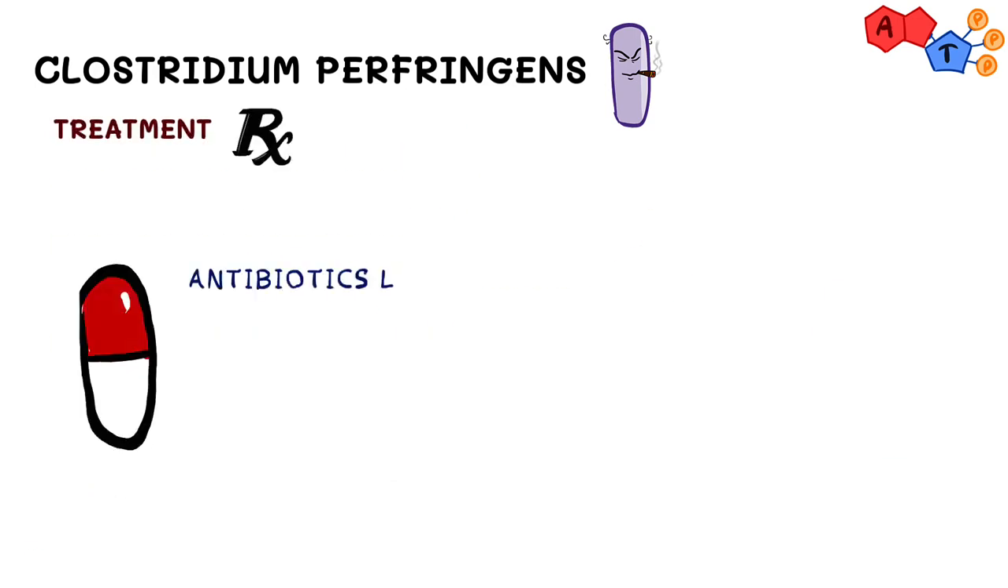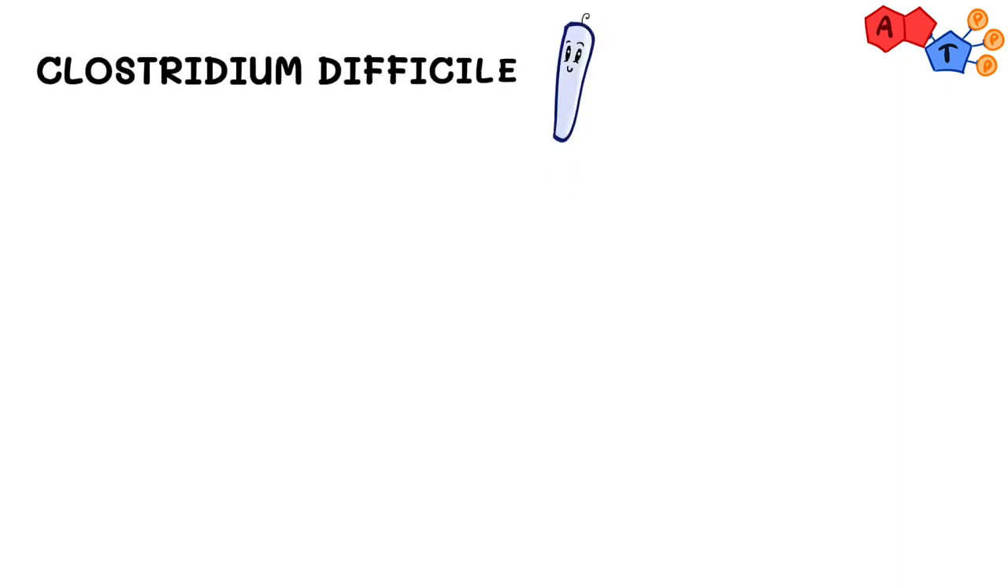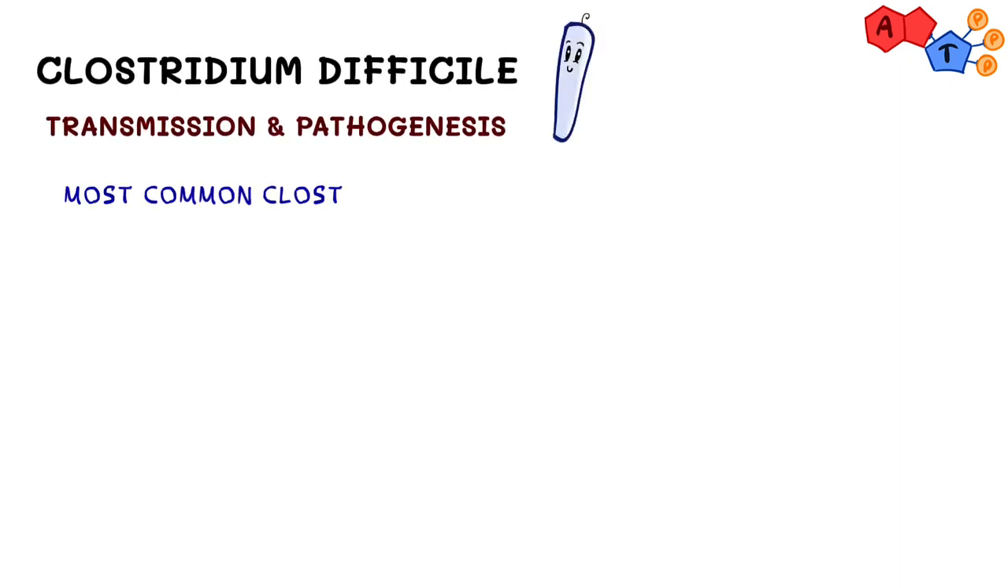For the treatment, penicillin and clindamycin can be used to treat Clostridium perfringens infection. Finally, today we have Clostridium difficile. Clostridium difficile, also known as C. diff, is the most common out of the whole family.